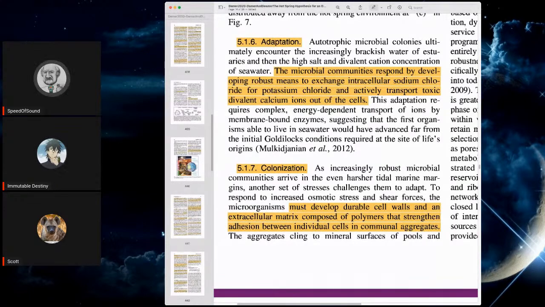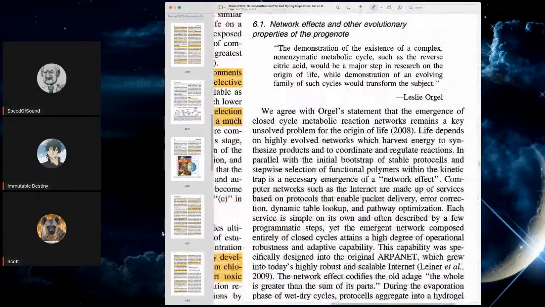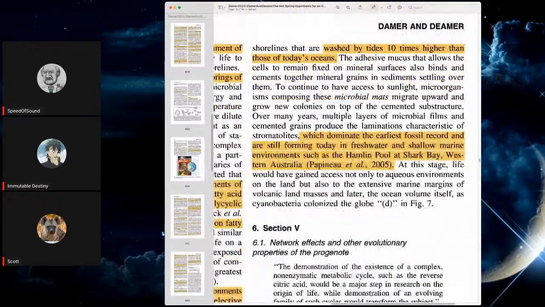Okay. The aggregates cling to mineral surfaces of pools and shorelines that are washed by tides 10 times higher than those of today's oceans. Now that's interesting. That is. The adhesive mucus, and that washes a lot back into the ocean, that sort of thing.